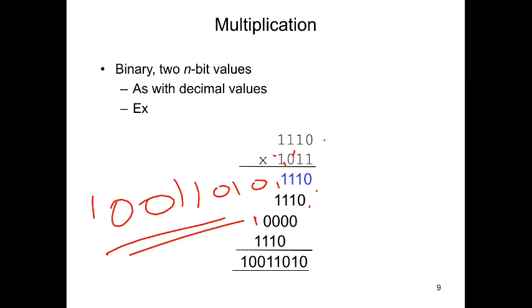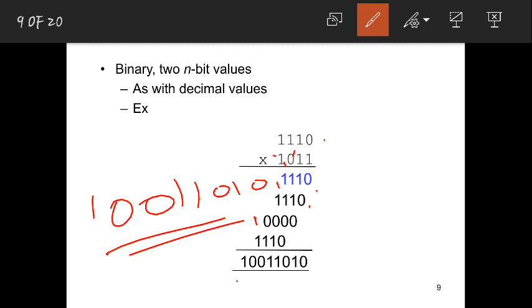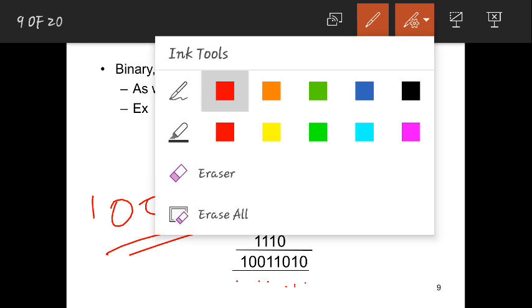So I hope what I did was correct. Just check if it is correct or not. 1 0 0 1 1 0 1 0. Yes, okay, so there's no mistake.